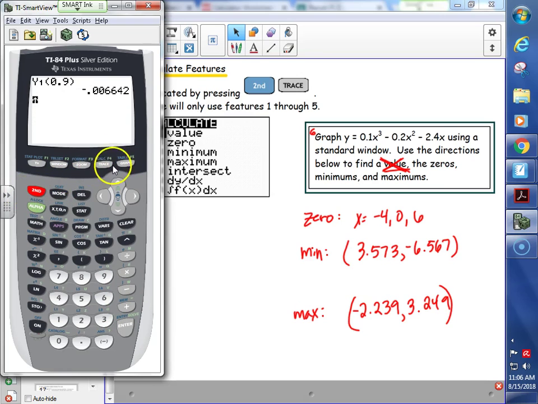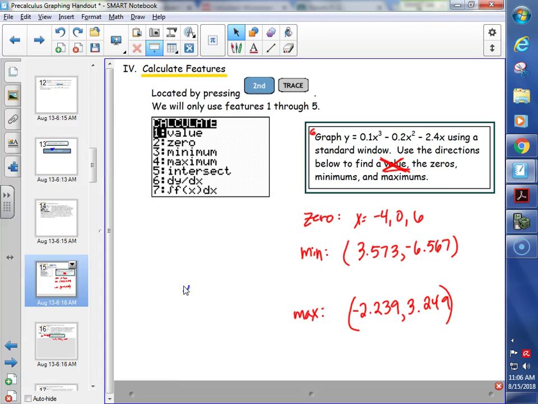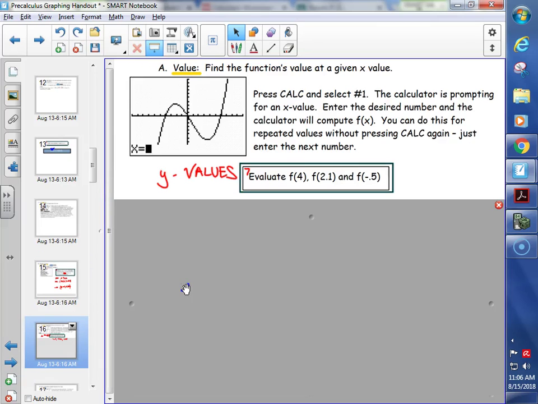Okay, so if we were to use the second trace, you guys just saw me use the value button, and then it has to graph, and then I have to type it in, and then hopefully it's on the window, which I suppose all of them are. Because we have 4 and 2.1 and negative 0.5.